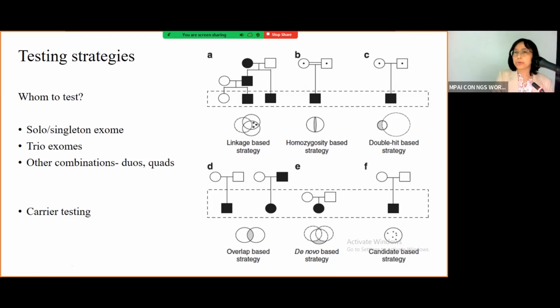Then we have trio exomes, where we sequence the parents with the affected child or the proband. Then we have different combinations where we can group two affected individuals in the same family or different families, even when we know that this is the same disorder. Then we can group four or five different individuals. There's another way of testing where the proband or the affected individual is no longer alive, or sometimes couples come to us for pre-conceptual counseling, and they want to know the carrier status for monogenic disorders. So that's the carrier testing.